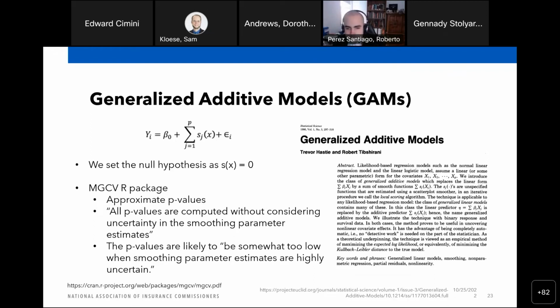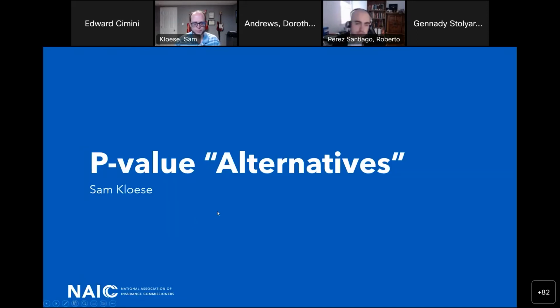And Sam, after this, will talk more about alternatives that we can use to better understand the outputs of these models, especially when the methods don't produce p-values by themselves. So that's it. So I'll just pass it along to Sam to continue on that alternatives of p-values.